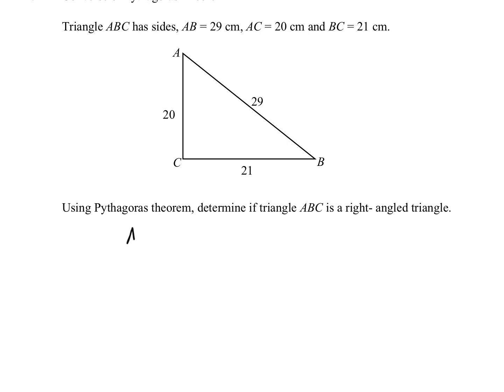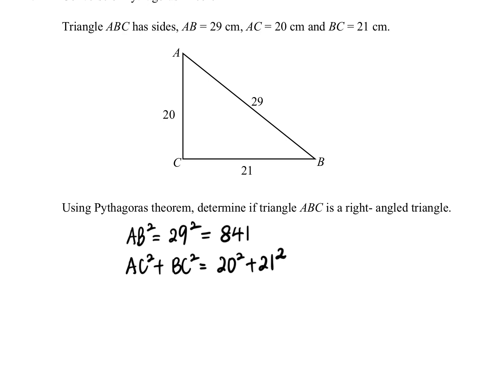So I'll take AB square to be equals to 29 square. Calculate out this number. So 29 square gives me the number 841. Then I'm going to look at the other two sides, the sum of their squares. That will be AC square plus BC square, which is 20 square plus 21 square. Let's check 20 square plus 21 square. That gives you the number 841.